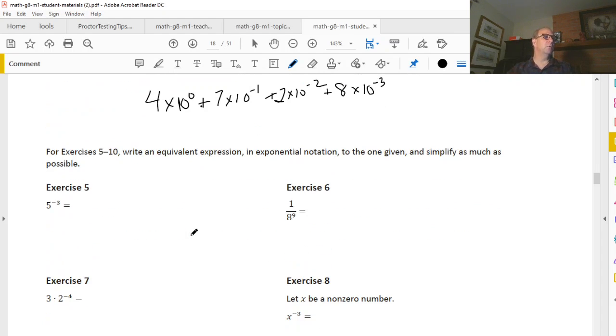Okay? So write an equivalent expression in exponential notation to the one given and simplify as much as possible. Right? 5 to the negative 3 power is 1 over 5 to the third. 1 over 8 to the 9th power is going to be, let me see. I just wanted to check that, because here we went from a negative and put the reciprocal. Here they want us to do the opposite. 1 over 8 to the 9th power is 8 to the negative 9th power.